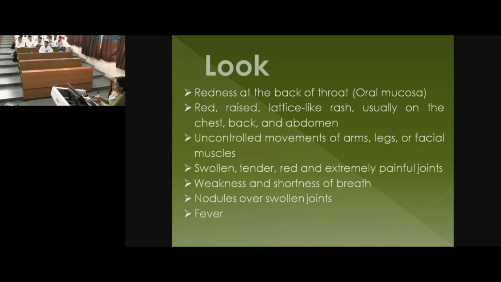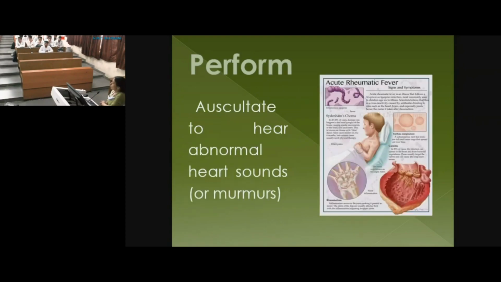Then you examine for chorea, you look for joint pains, look for erythema marginatum, you look for nodules, you look for fever. And you auscultate. What are you looking for basically? What is the murmur that you expect in MR? Pansystolic, the Carey-Coombs murmur. Or if it's AR, where will you find the murmur? Which is the aortic space? First and second space is aortic.